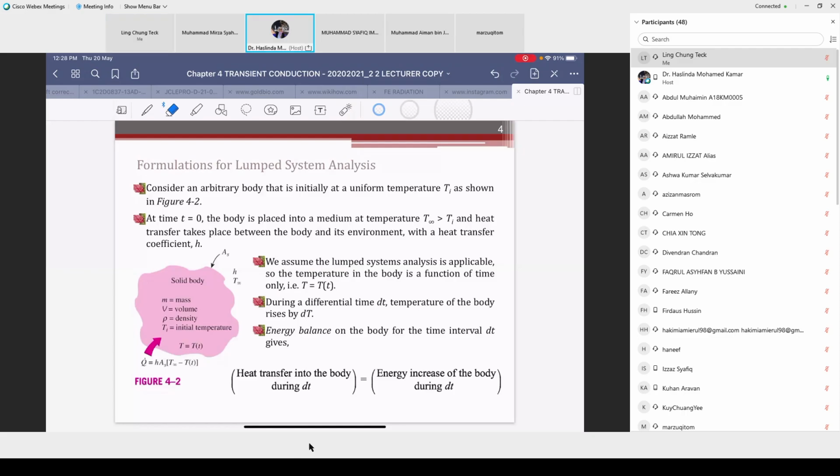Okay. Now, in this slide, I want to share with you how the lump system analysis equations are derived. Although we won't ask you to derive the equation, it's not appropriate if I just tell you, this is the equation, without knowing where it comes from. Right?